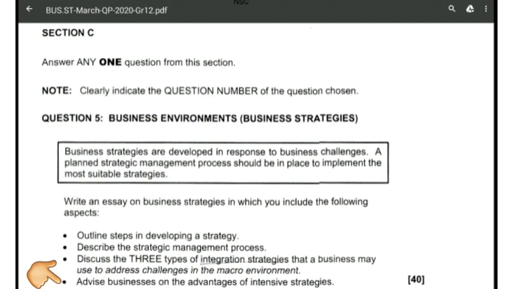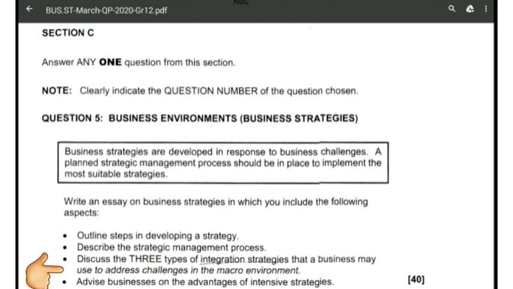So in this one, I'm looking at my business strategies. So my subheadings, number 1, it's the steps of developing a strategy. Number 2 is the strategic management process. Like I said, those 2 things are not the same things, they're different steps. And then number 3 types of integration strategies.